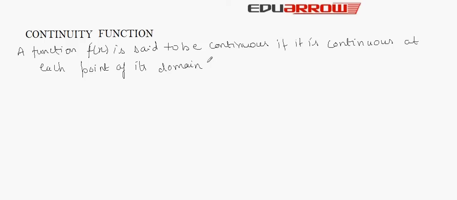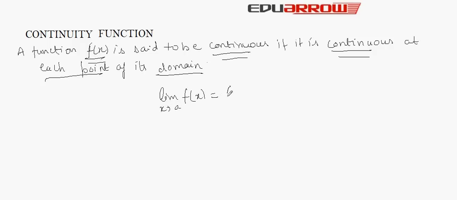Next we come to continuous function. A function f(x) is said to be continuous if it is continuous at each point of its domain. That is, not at a single point, but at each point of its domain, the function should be continuous. Each point in the domain should satisfy this condition: limit x tends to a f(x) should be equal to f of a, if a is a point of its domain.